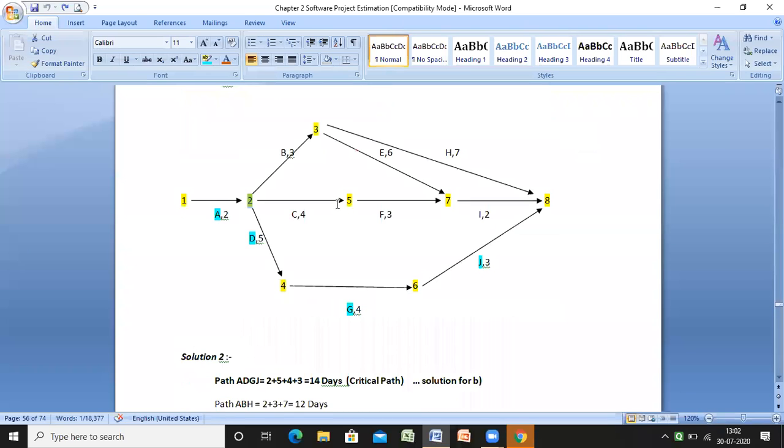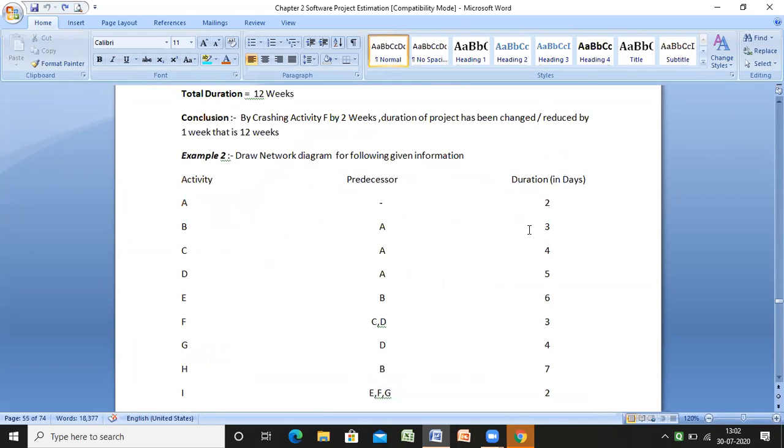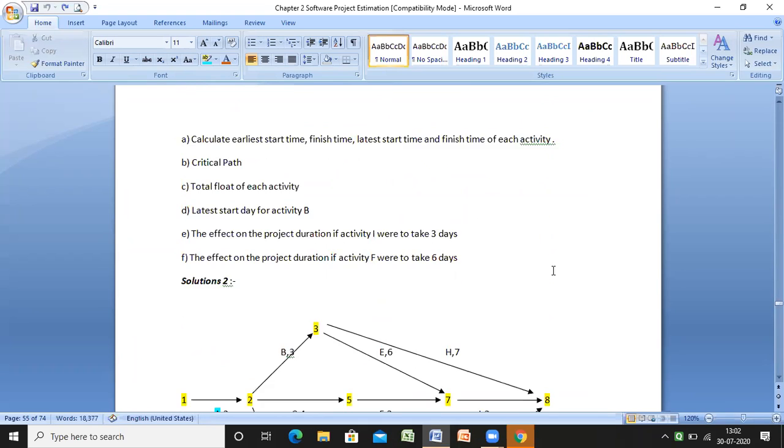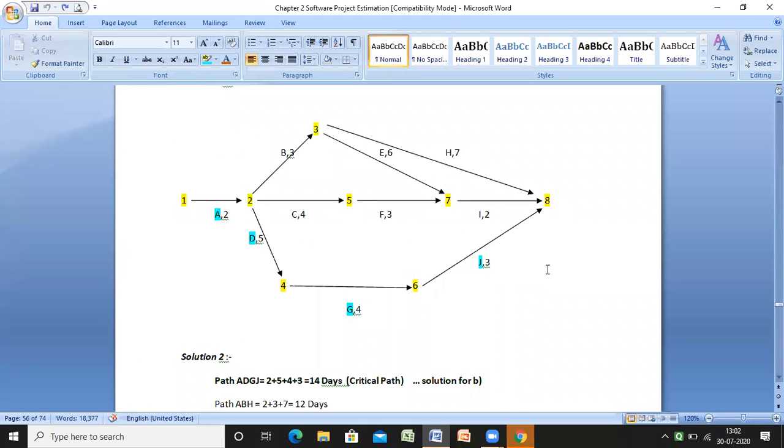Every activity has a predecessor, activity A. So it starts with B, C, and D, all starting from A. Each one has durations of 3, 4, 5. These are the different durations in days. And in this way, we draw a diagram for it.